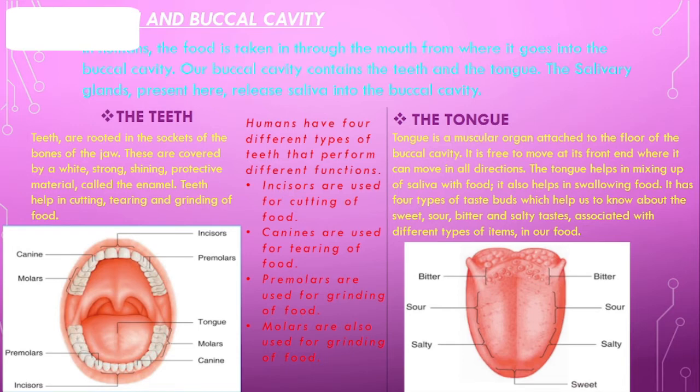Incisors are used for cutting a food. Canines are used for tearing a food. Premolars are used for grinding a food. Molars are also used for grinding a food.